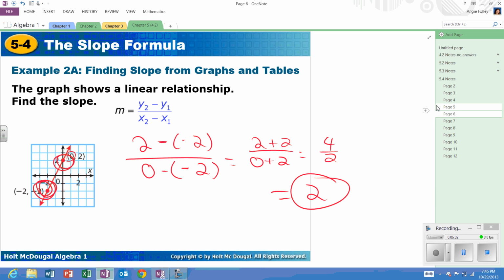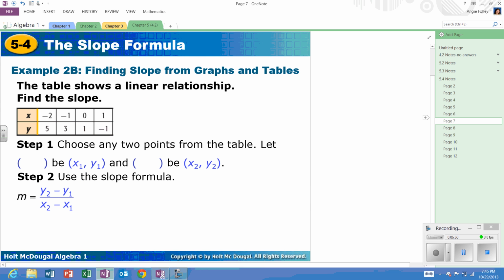Again, it makes sense. Should your slope be positive? Yes, in the last lesson, we looked at how to tell if it's a positive or negative slope. If it's slanting up like this, yes, that should be a positive slope. So just to double check yourself, if you get a positive answer for your slope, then you're on the right track. So we should have a positive.